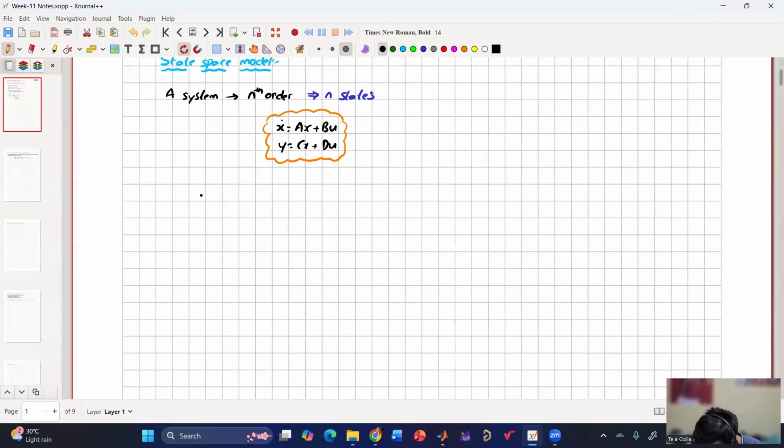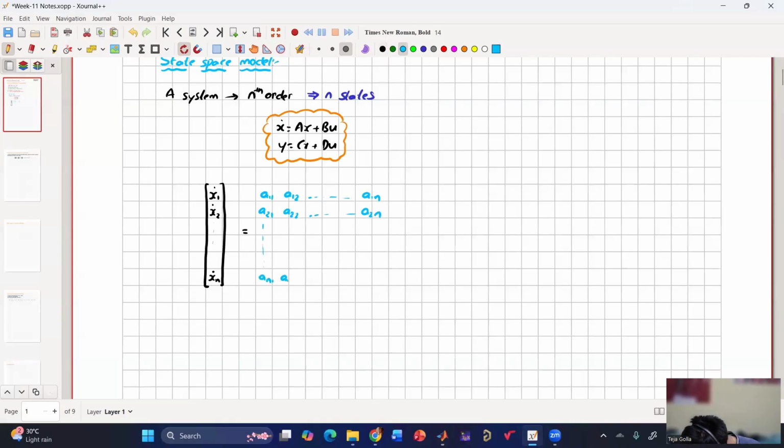Now if we expand it, we get x1 dot, x2 dot, and so on up to xn dot, equal to the A matrix, which will be an n cross n matrix. I can write it as A11, A12, up to A1n, then A21, A22, up to A2n. Coming to the last row, it will be An1, An2, up to Ann.